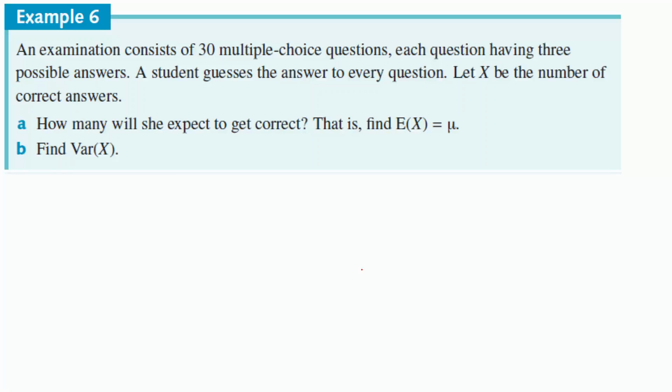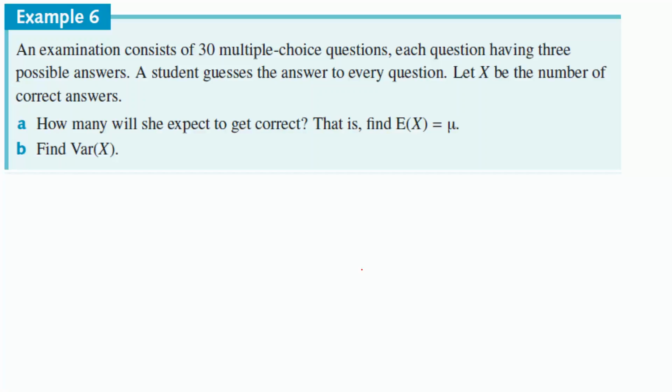Pretty easy. Standard textbook question. An examination consists of 30 multiple choice questions, each question having 3 possible answers. A student guesses the answer to every question. Let x be the number of correct answers. And that's key. So that means it's binomial: you either get it correct or you don't. Two outcomes. So again, it's binomial straight off the bat, x being the number of times you get it correct. So you're going to get 0, 1, 2, 3, 4, whatever.